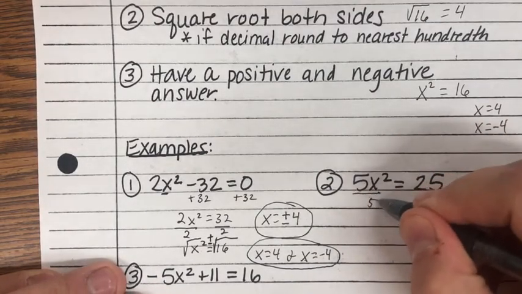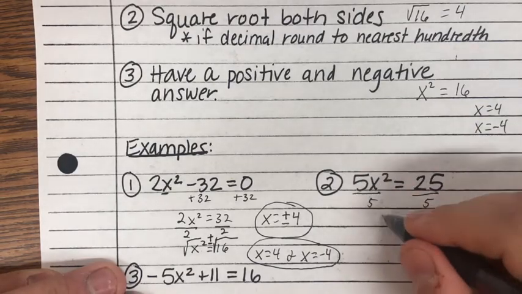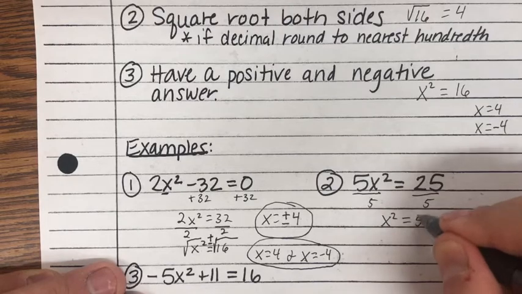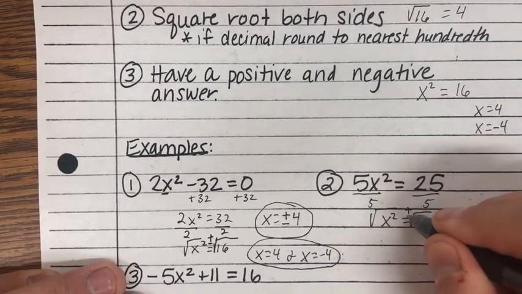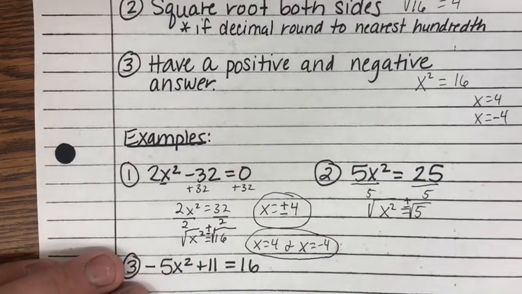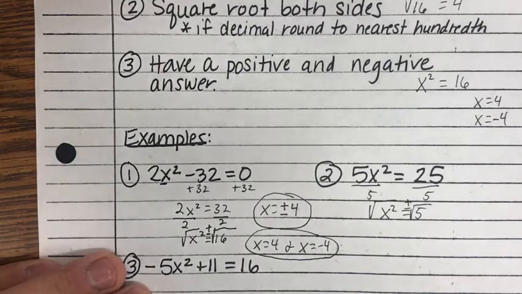Now for the next one, we are going to isolate the x squared, so I have to divide both sides by 5. 5 over 5 cancels. x squared is equal to 5. Now we are going to take the square root to undo the squared, both the positive and the negative. Now this is a problem where I don't really know what the square root of 5 is. So we are going to use decimals, all right?